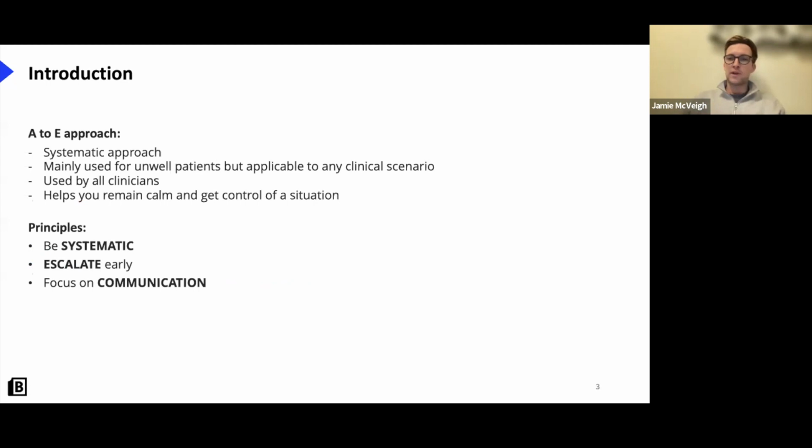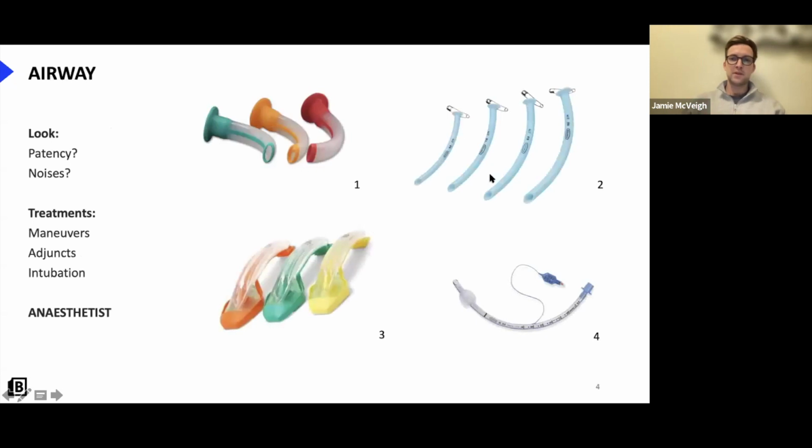So as before, key principles: be systematic, go through ABCDE. Escalate early. If you're concerned, escalate. If you need to put a peri-arrest call out, if you need to put an arrest call out, you escalate that. That's absolutely fine. And then lastly, focus on your communication with each other, with nurses on the ward, with your seniors. All really important stuff. Any questions as we go along, just pop them in the chat and I'm more than happy to answer them.